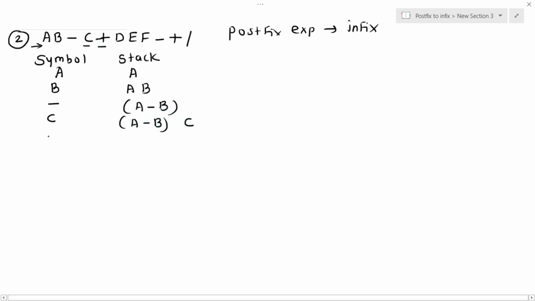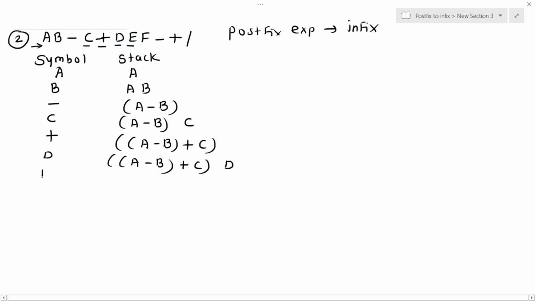Then it comes plus. So there are only two operands left. So write down A minus B plus C. Put the whole expression into bracket. Then the next one is D. So now we have first operand A minus B plus C, the second operand as D.